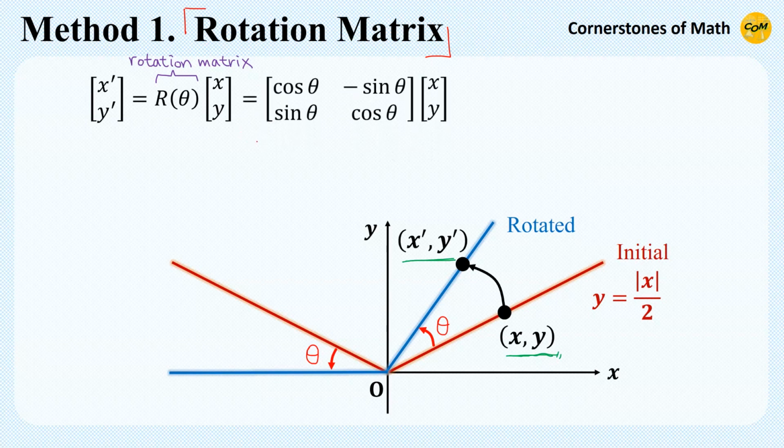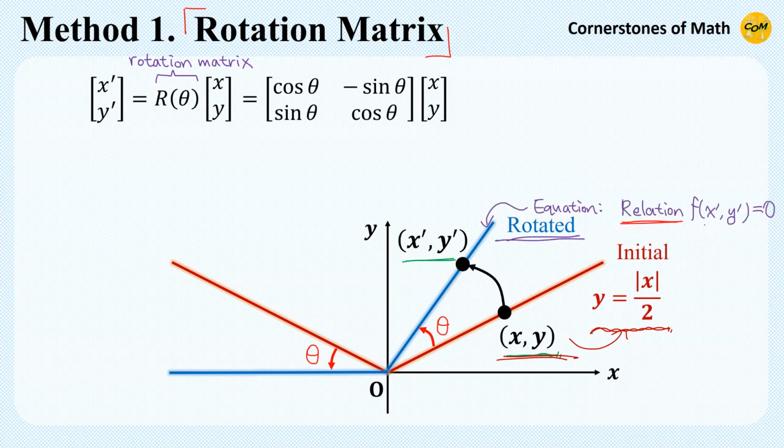And the rotation matrix is given as cosine theta, minus sine theta, sine theta, cosine theta. So this is the basic theory, but here's the thing. x, y is on the original graph, which satisfies this equation. However, we want to find the equation of the rotated graph, which is the relation between variables x prime and y prime. In order to obtain that relation, we must use the given relation between x and y.